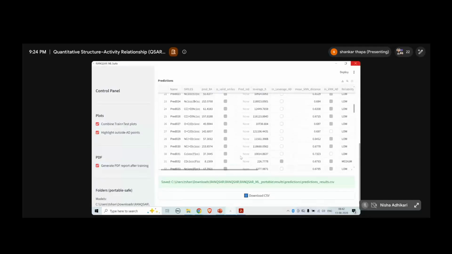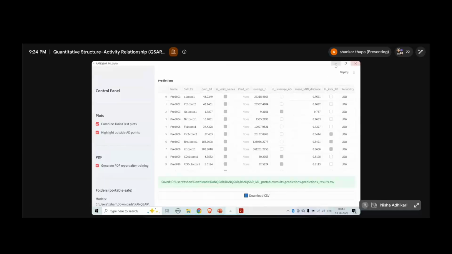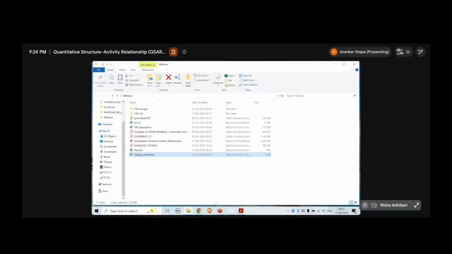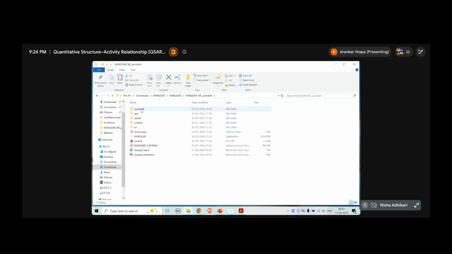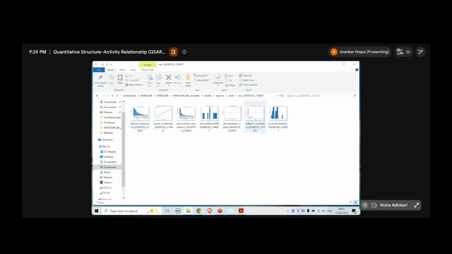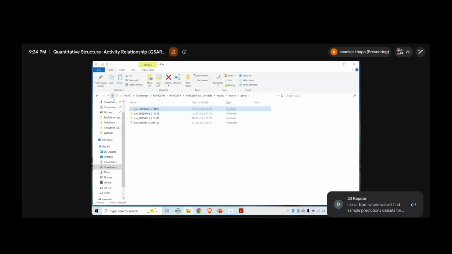Yes. So in this way we can use this software. Where can you get all these things? All the data is in this one. You have to go to that RA QSAR folder, open it, and go to the result. Then in the report, you can get all those plots, which you can use for publications.